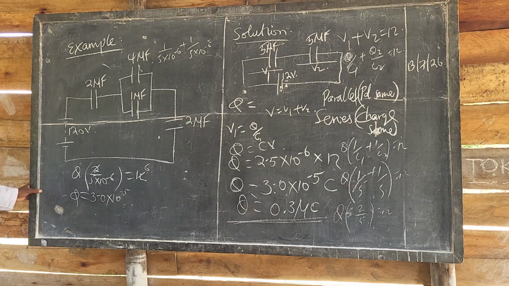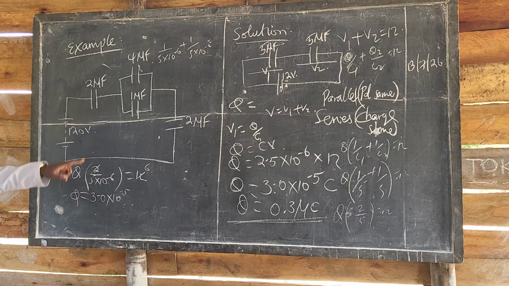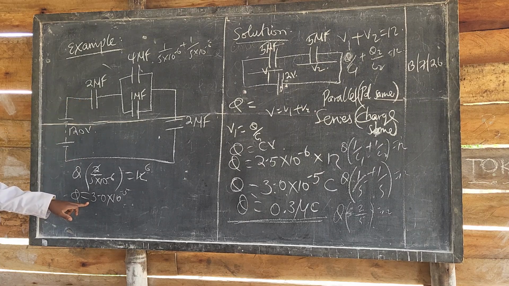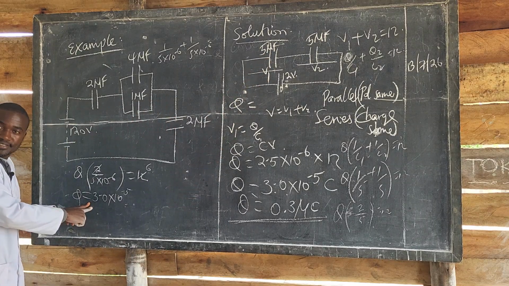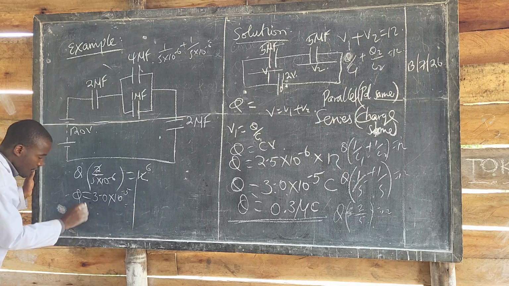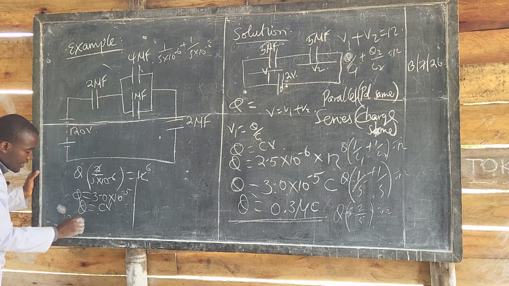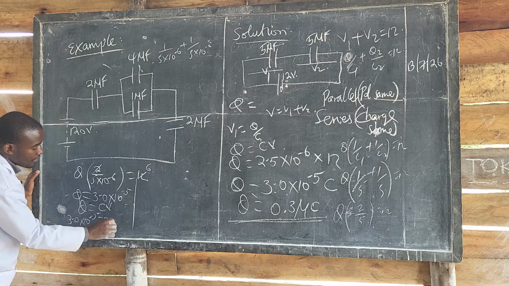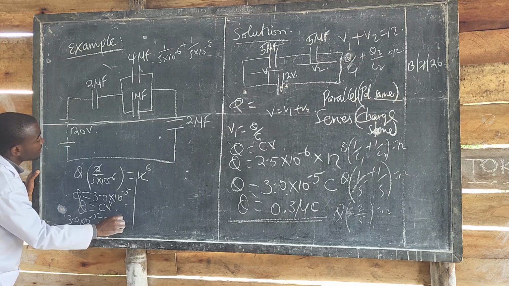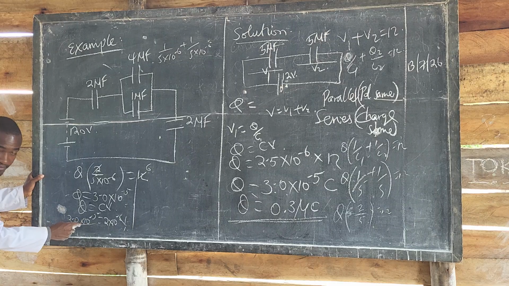So can we apply this? The charge on this capacitor is this, right? So we can have from Q equals CV, so the charge is 3.0 exponent negative 5 equals the capacitor, which is 2 exponent negative 6 times V1 that we are looking for. So divide 3 exponent negative 5 by 2 exponent negative 6.